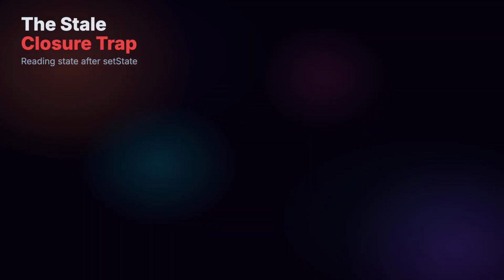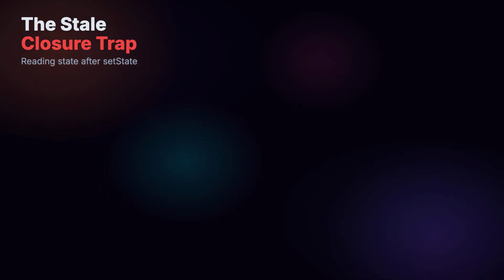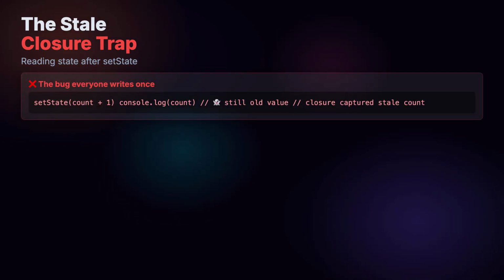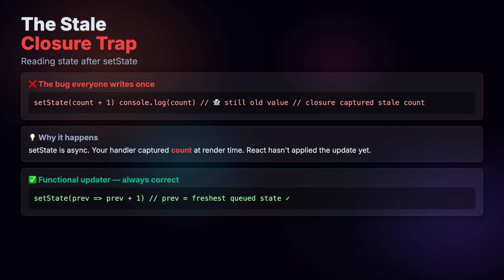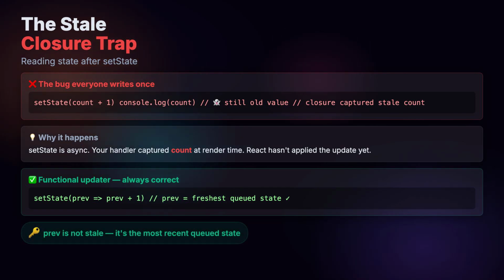Here's the bug that's bitten every React developer at least once in production. You read state right after calling setState, and the value hasn't updated yet. That's because setState is asynchronous. Your closure captured the old state reference. The functional update form, passing a callback instead of a value, solves this. That callback always receives the most current state, regardless of when it runs.